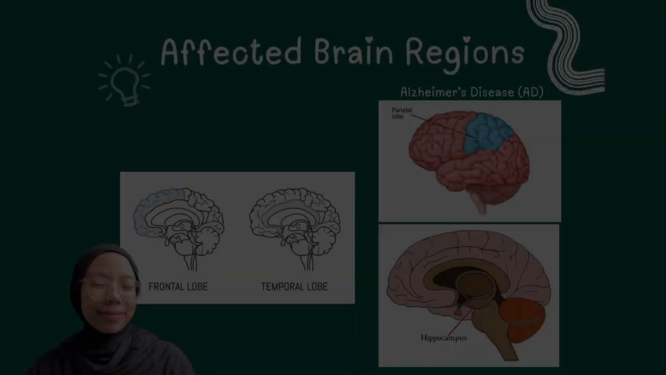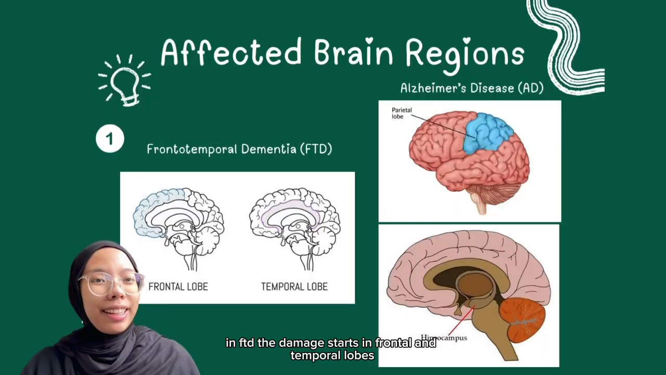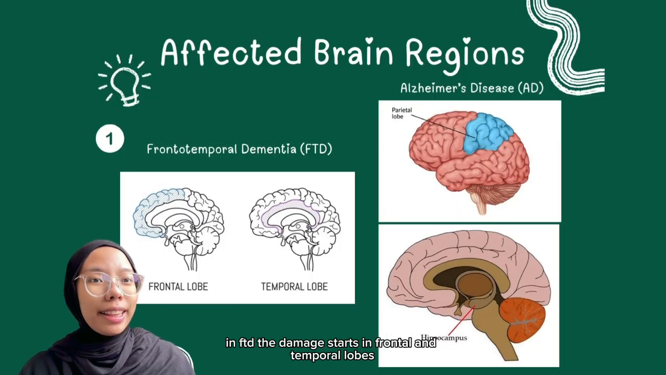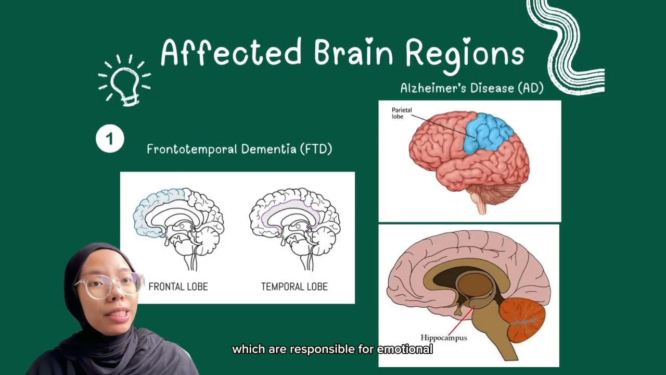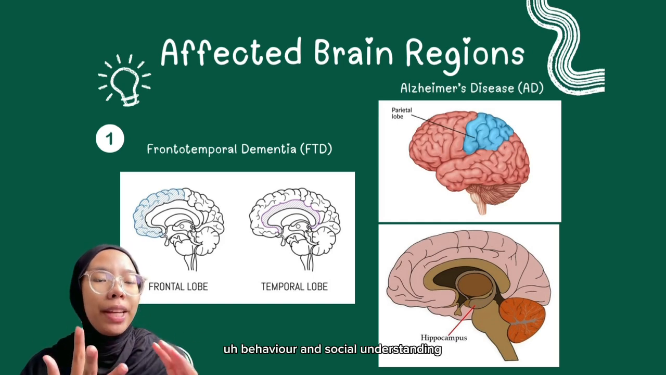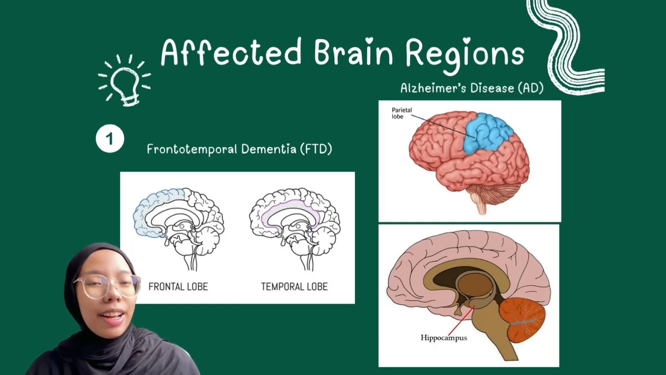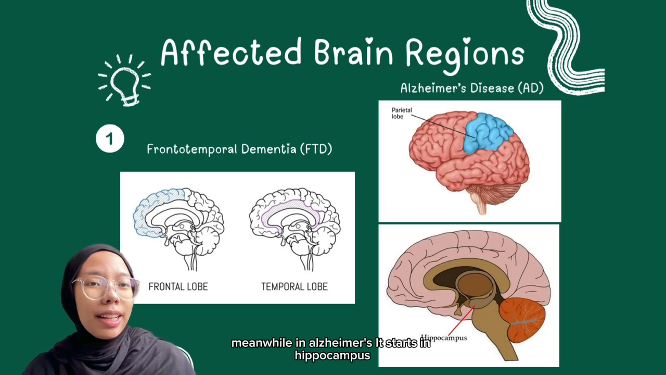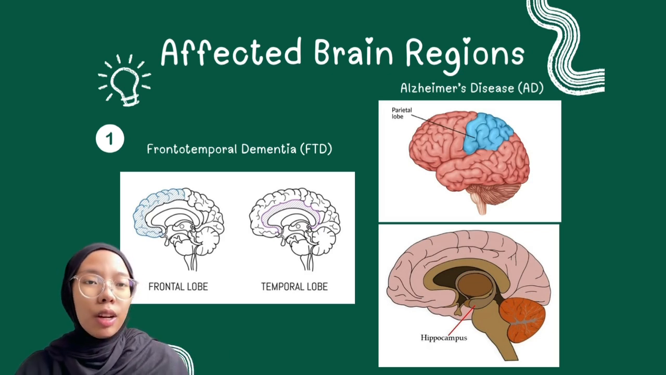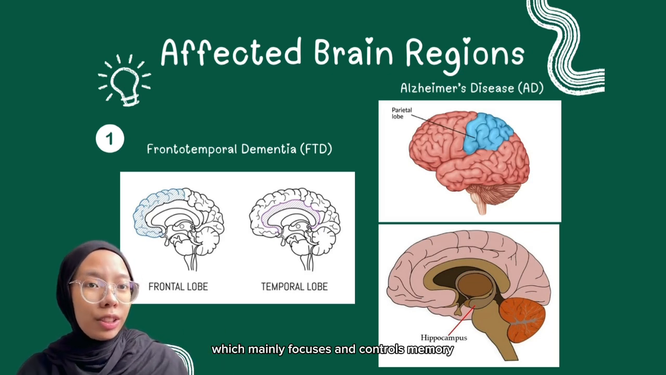In FTD, the damage starts in the frontal and temporal lobes, which are responsible for emotion, behavior, and social understanding. Meanwhile, in Alzheimer's, it starts in the hippocampus, which mainly controls memory.